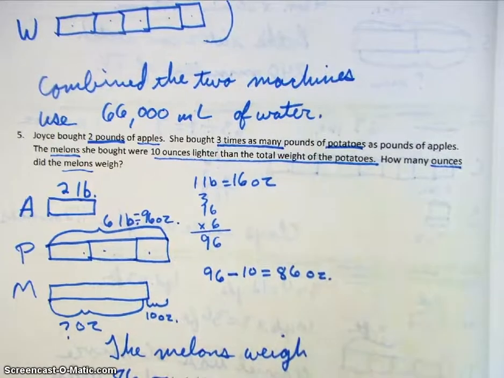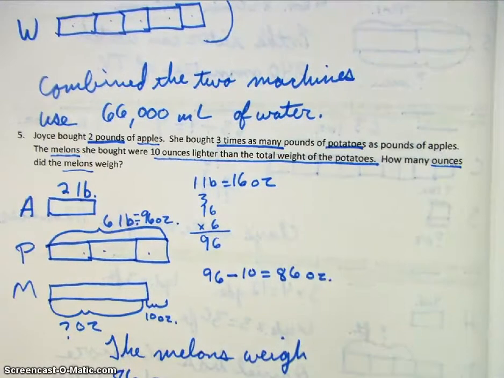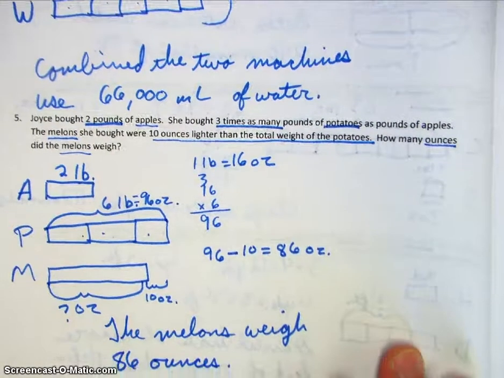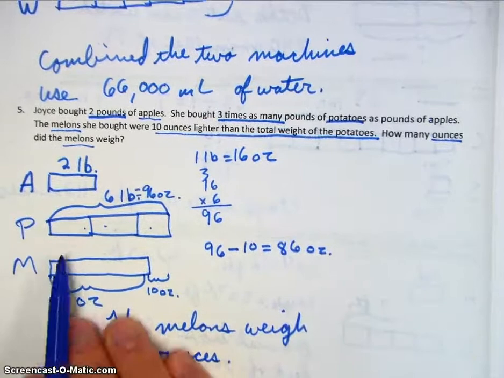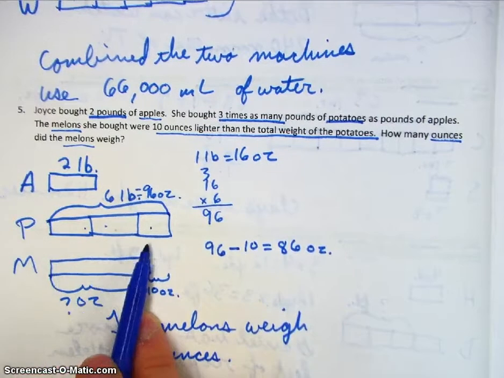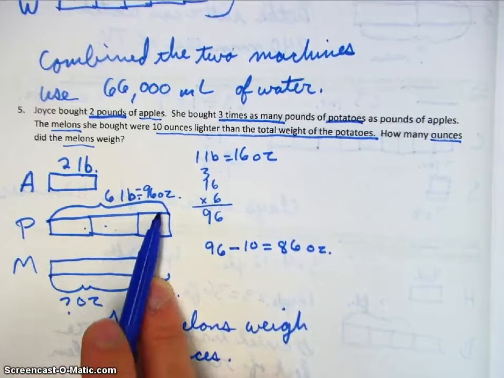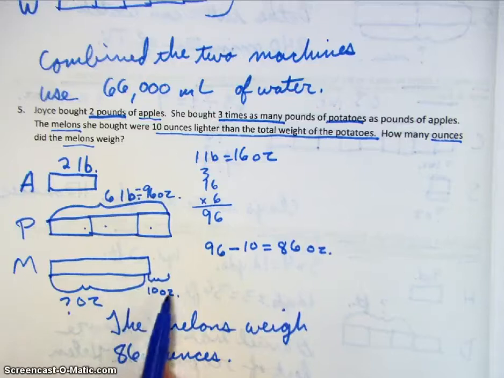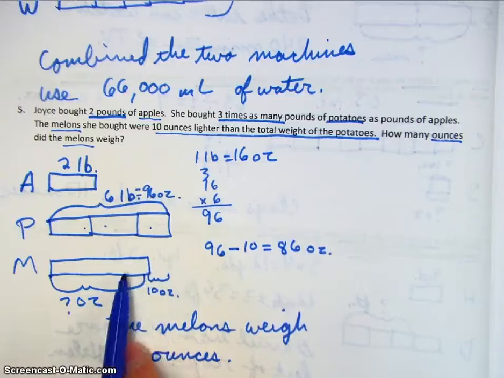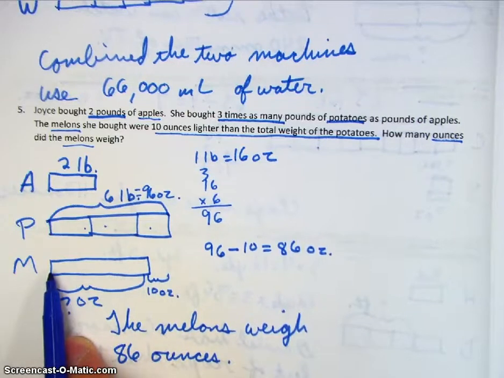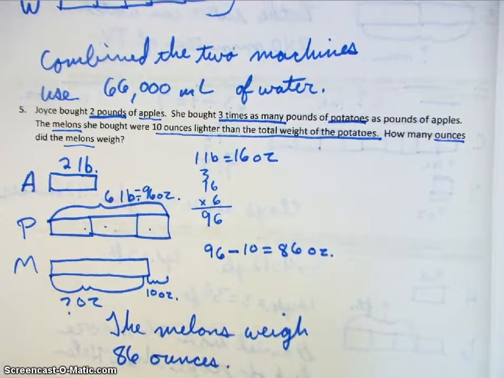Remember with multiple step problems, we take it a little bit at a time. We first have to find out the total of the potatoes, convert that into ounces, so that we can take away our 10-ounce difference to find out how much we have left for the melons. Remember with word problems, make sure you read them a couple of times, underline the key words and phrases, and then model it out with your tape diagram.